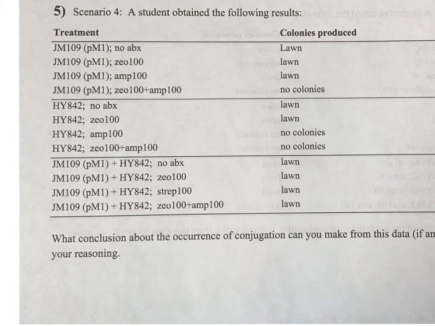Here, hopefully, once again, you notice that we had some issues with that JM109 strain. Normally, with zeaxanthin, we should see no colonies. However, we saw a lawn. So that would indicate that the JM109 either is resistant to zeaxanthin, if the zeaxanthin is working, or perhaps our zeaxanthin has degraded and that antibiotic is no longer effective. So really we can't make any conclusions about whether or not conjugation took place because the JM109 strain is showing resistance to the zeaxanthin.